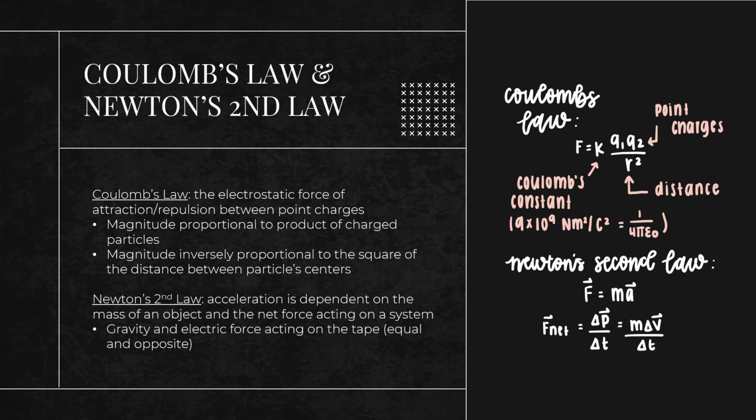And you can see the equation to the right where the force equals Coulomb's constant times the point charges over r squared, and then Newton's second law is acceleration is dependent on the mass of the object and the net force acting on the system, but in this investigation, gravity and electric force acting on the tape should be equal and opposite. And you can also see the equations to the right. Force equals mass times acceleration.